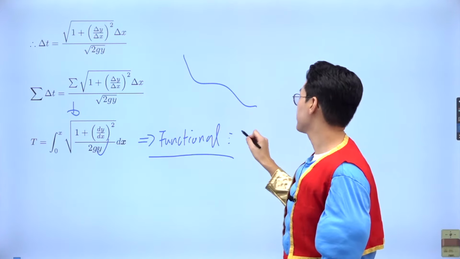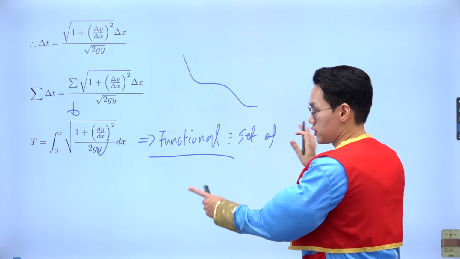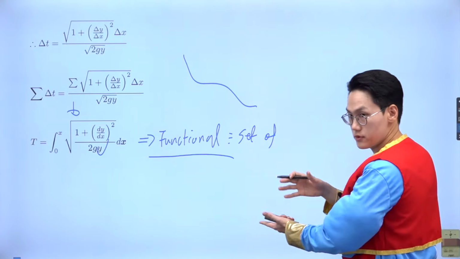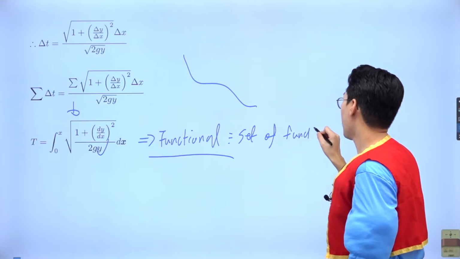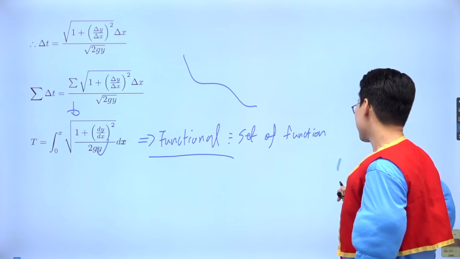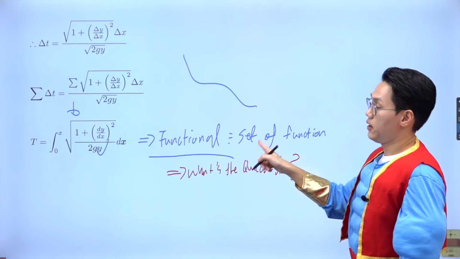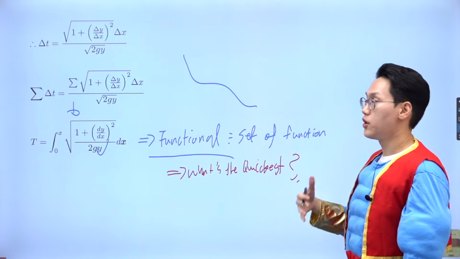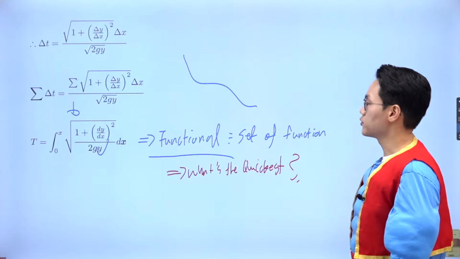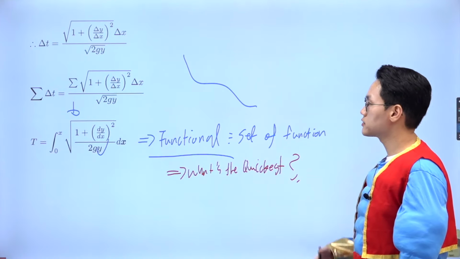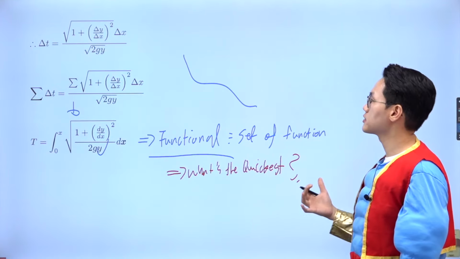But this is a set of functions. There are infinitely many expressions of the shape that could give you infinitely many different times. Our question is, what's the quickest? That's not easy to find. This is another level, another level of optimization problem. It's called the variational principle, which you learn in college, but some people write about this for their internal assessment or extended essay.